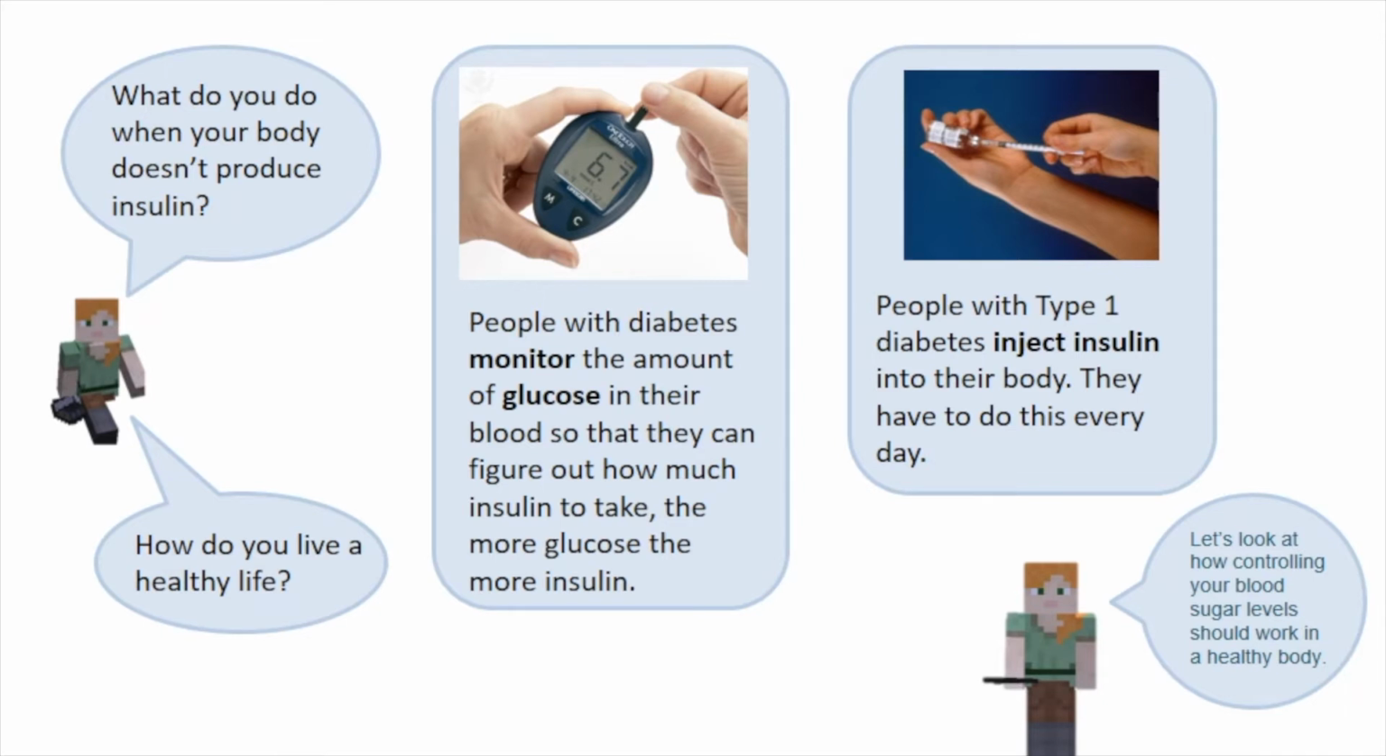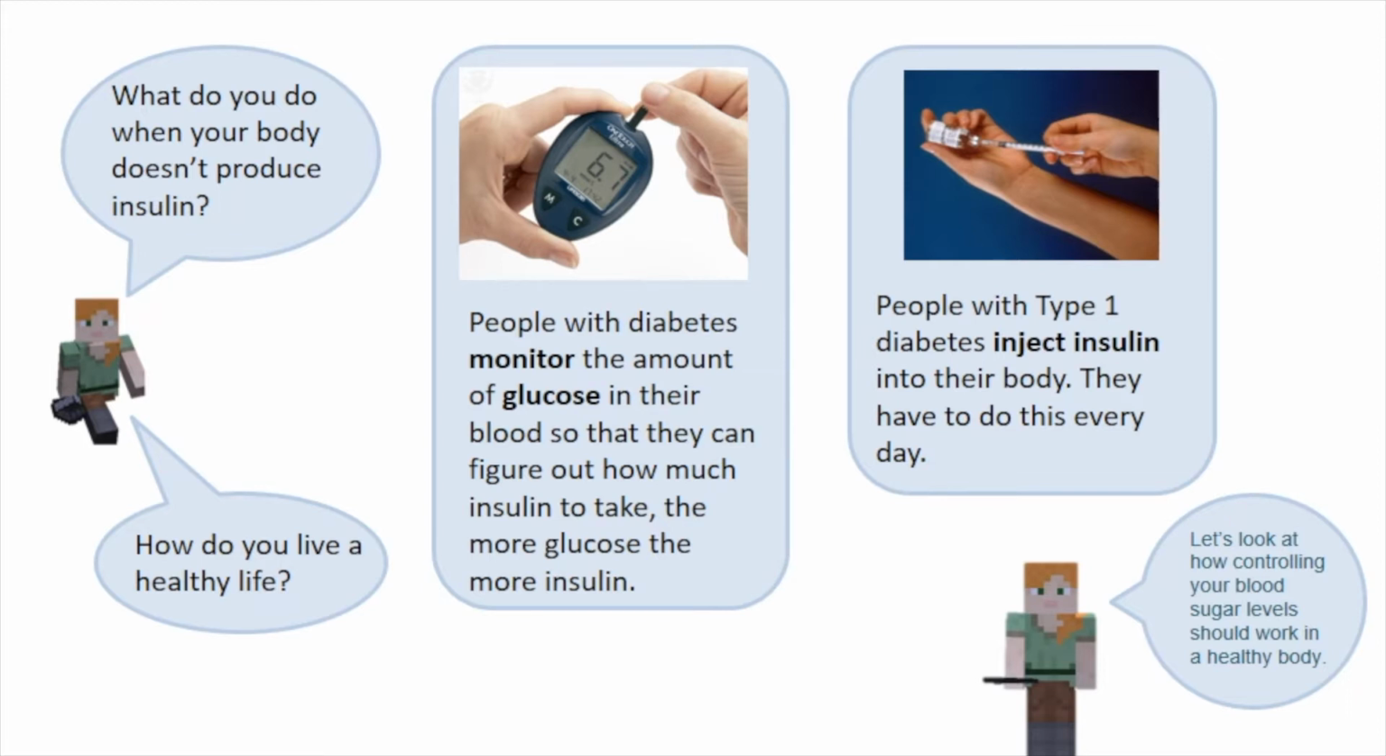Thankfully, diabetes can be treated. People who have type 1 diabetes monitor the amount of sugar that is in their blood. Remember, they don't produce insulin to control the amount of sugar, so it can get to high levels very easily. They monitor their sugar levels using a blood glucose monitoring kit, as shown in the picture. They also inject insulin into their body.